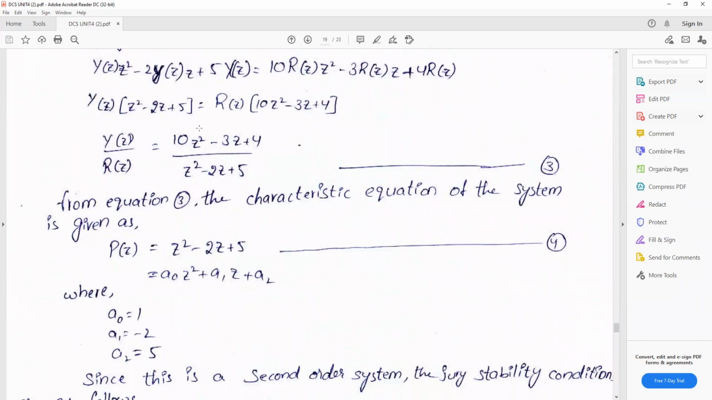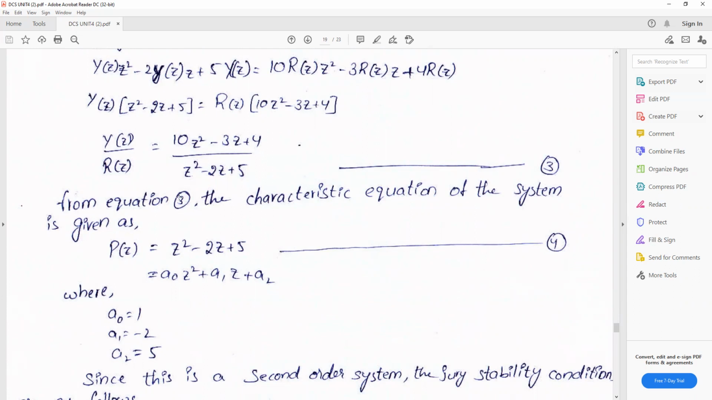In the denominator, the polynomial is the characteristic equation. So p of z is z square minus 2z plus 5. The coefficient of z square, a0, is 1. A1 is minus 2. A2 is 5.